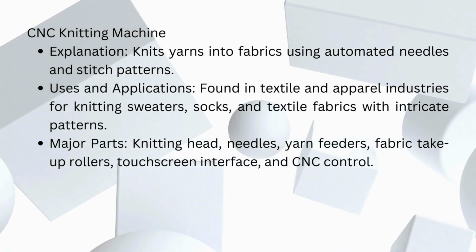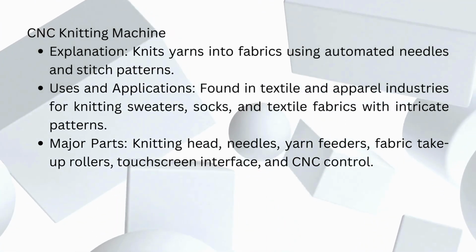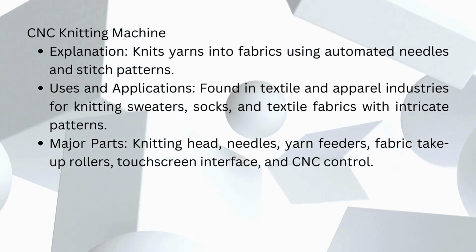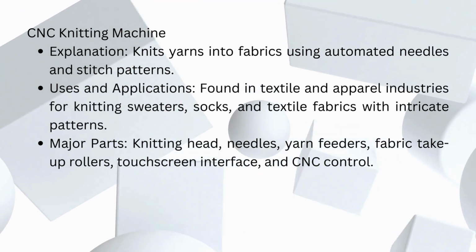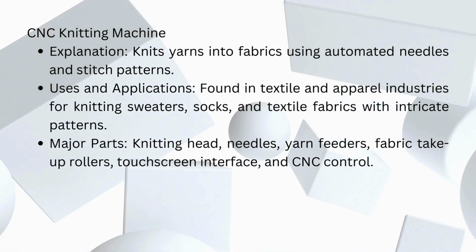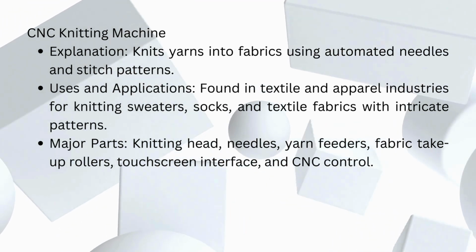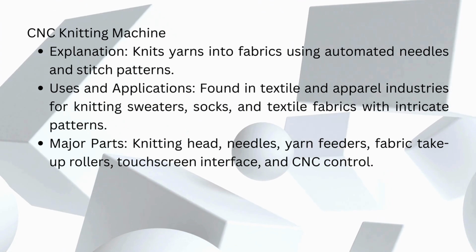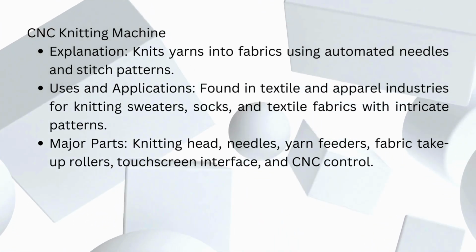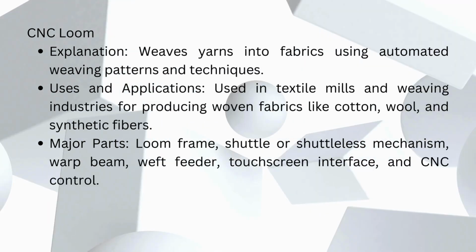CNC knitting machine. Explanation: knits yarns into fabrics using automated needles and stitch patterns. Uses and applications: found in textile and apparel industries for knitting sweaters, socks, and textile fabrics with intricate patterns. Major parts: knitting head, needles, yarn feeders, fabric take-up rollers, touchscreen interface, and CNC control.